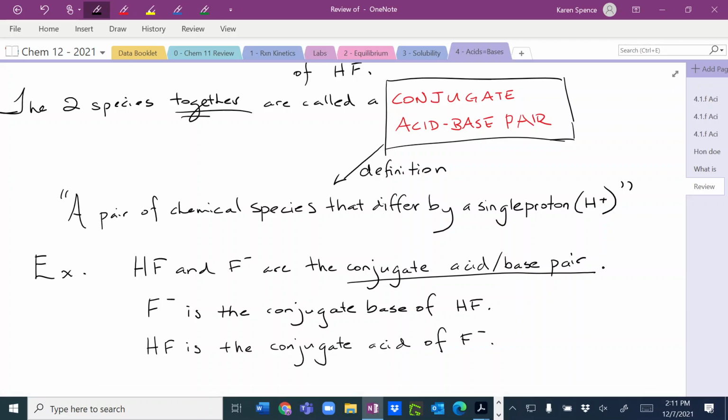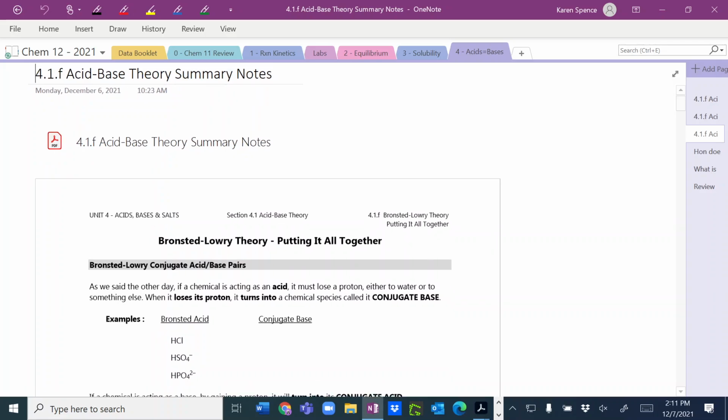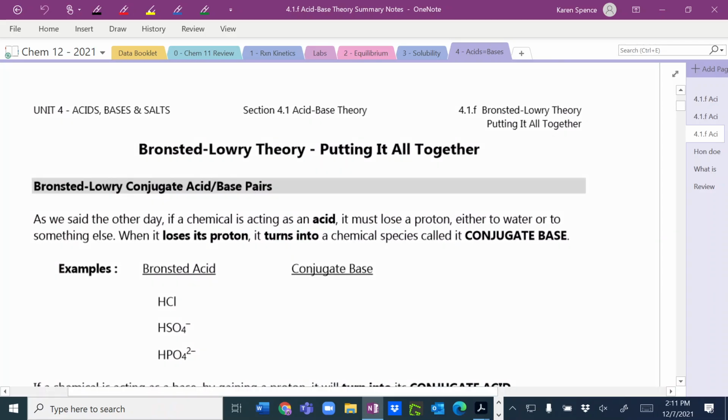So at this point, I think it would actually be good to go to 4.1 up. So if we open up there, Bronsted-Lowry theory, putting it all together. Sadly, I don't think I numbered the pages in here. If you're interested in numbering them, you can just start numbering them at 42 and carry on from there. They were supposed to have been numbered, but I guess I didn't manage that. Oh, you don't have this one?